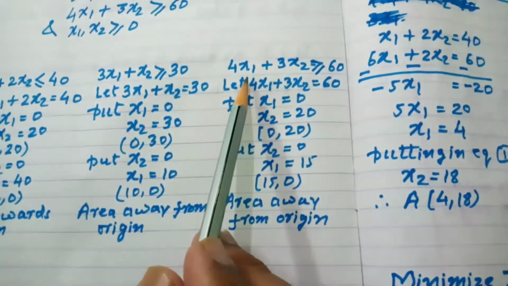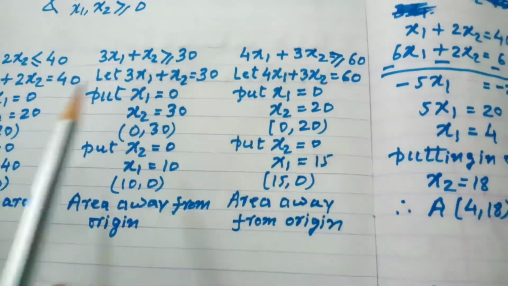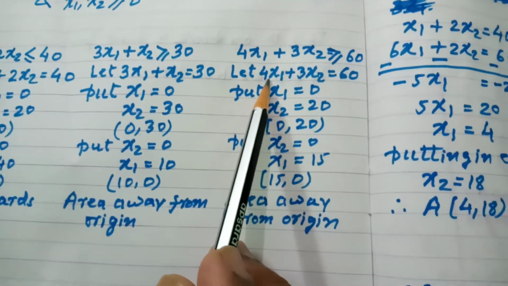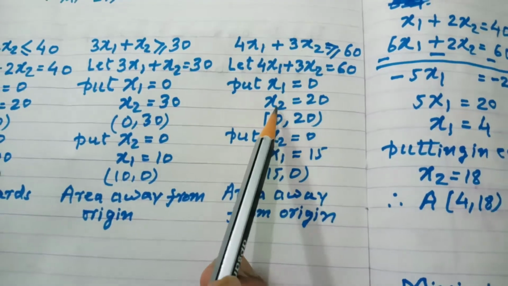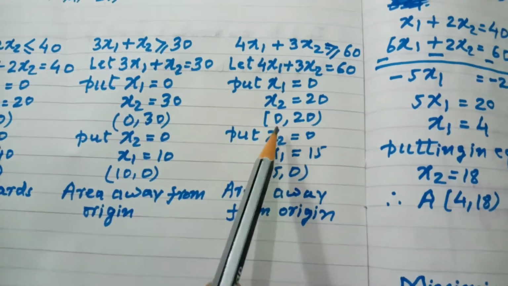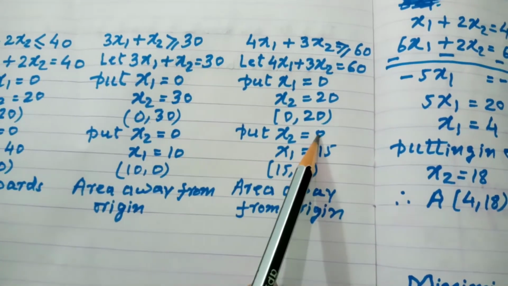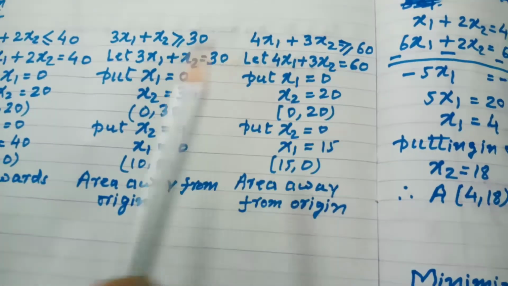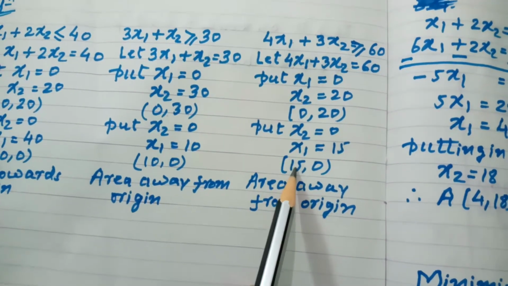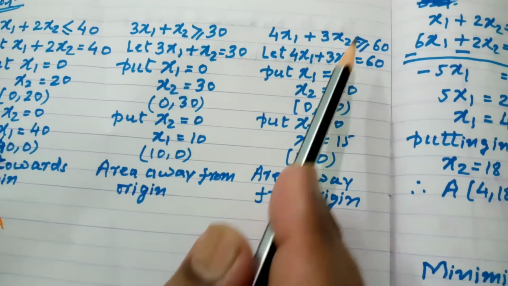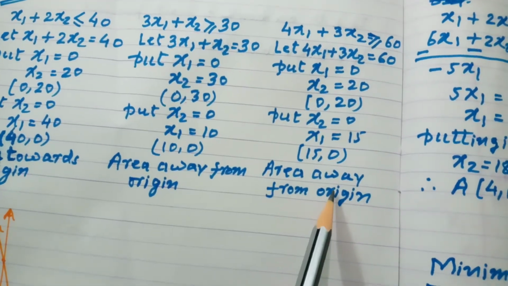And now coming to the third inequation, it is 4x1 plus 3x2 greater than equal to 60. Converting it to the equation, then putting the first variable x1 equals 0, we get x2 equals 20. So the required point is (0, 20). Then putting the second variable x2 equals 0 in this equation, we get x1 equals 15. So the second point is (15, 0). And since the sign is of greater than equal to type, the area will be away from origin.